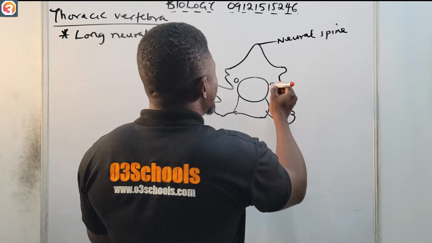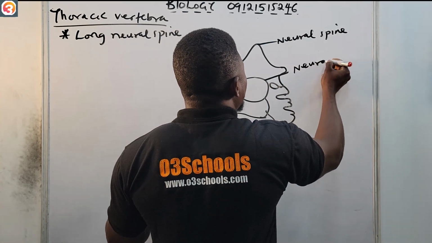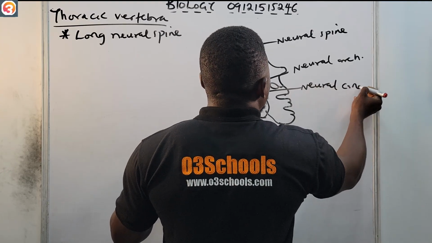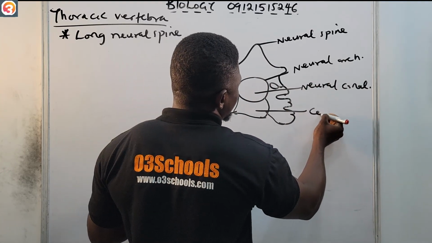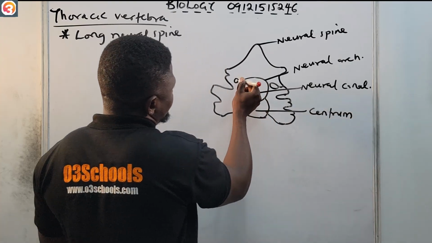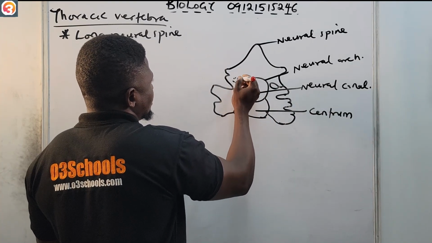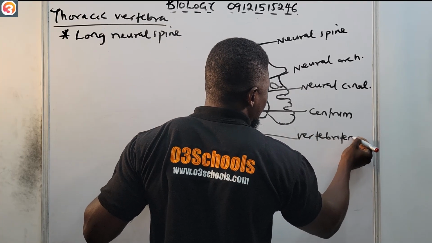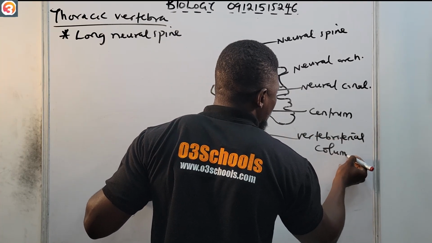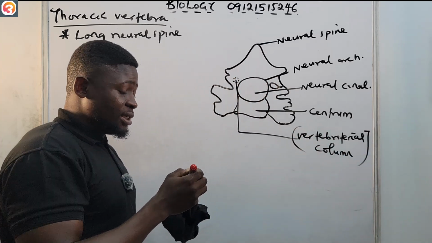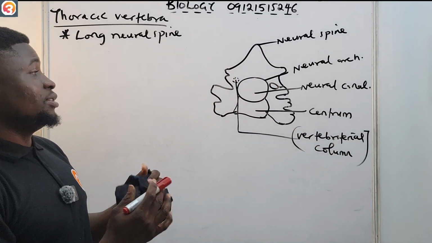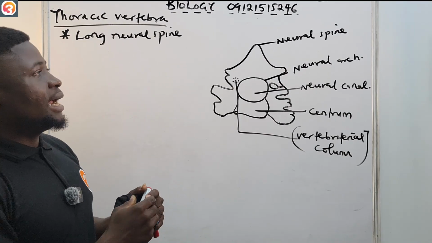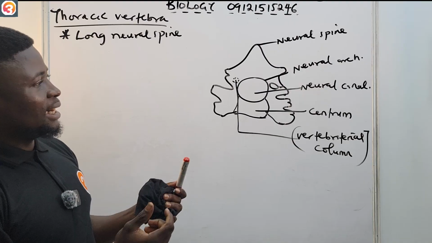Then of course here is your neural arc. Here is your neural canal. Then here is your centrum. This part here is usually not as thick as this. This part here is your vertebral column. You're expected to know this because it comes out in your exam. Know the locations of each of these parts: the neural spine, the neural arc, the neural canal, the centrum.